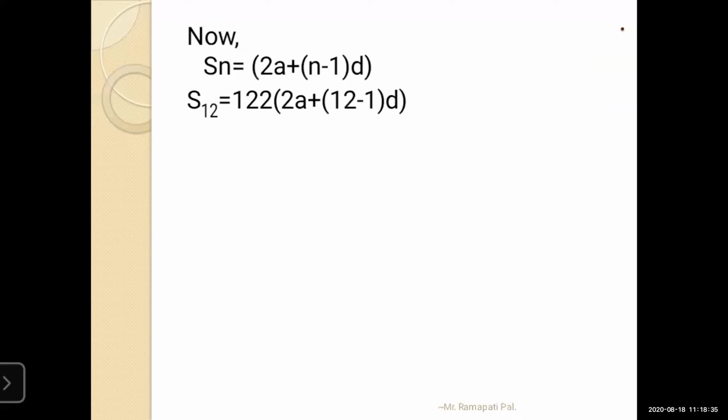So what is N? 12 divided by 2. Here it is divide. Here it is 12 divided by 2, into 2A plus 12 minus 1 into D. Is it clear? So S12 is equal to 12 divided by 2, which is what? 6. Correct? And 12 minus 1 is what? 11. 11 into 2000? 22,000. Correct? Let's see now.